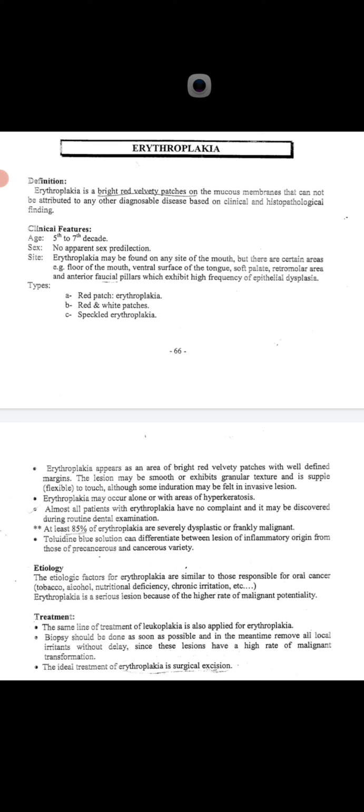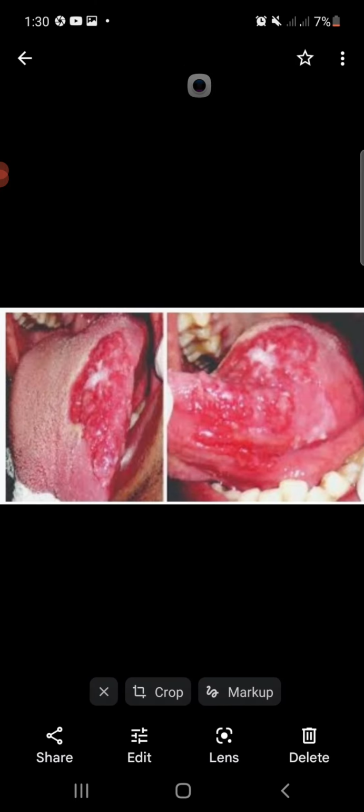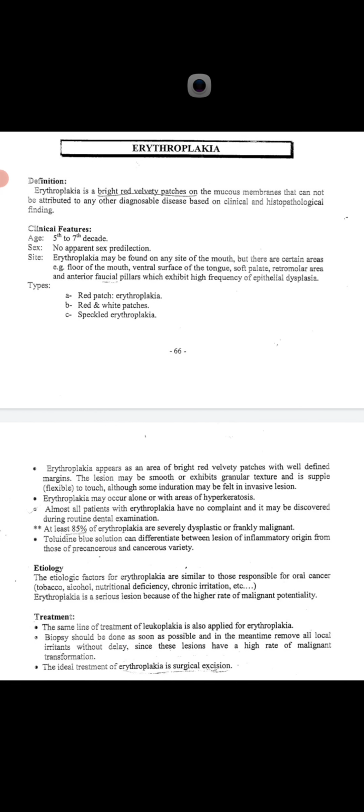This is the speckled erythroplakia, or speckled leukoplakia, which we already discussed. The base is red, but above it there is white hyperkeratosis. Now, these are the types of erythroplakia.